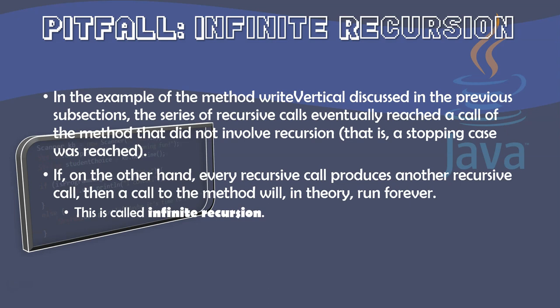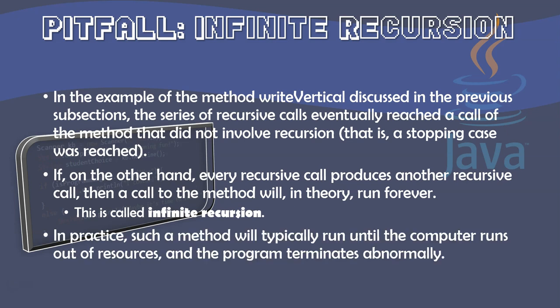On the other hand, if every recursive call produces another recursive call, then a call to that method will, in theory, be able to run forever. And when it runs forever, we call that infinite recursion. In practice, such a method will typically run until the computer runs out of resources, and then the program is going to terminate abnormally.